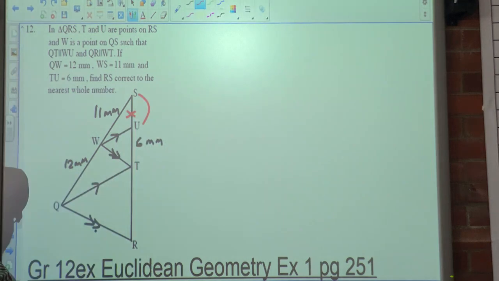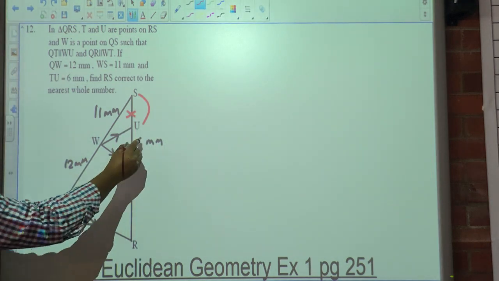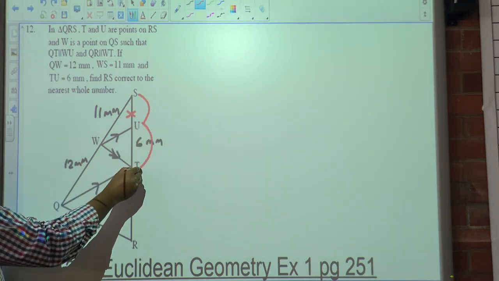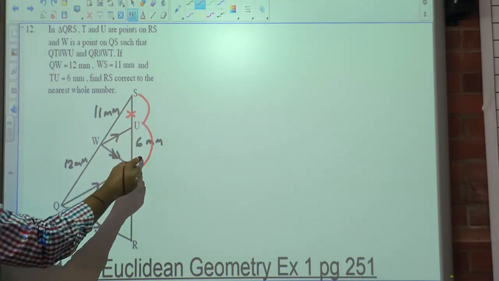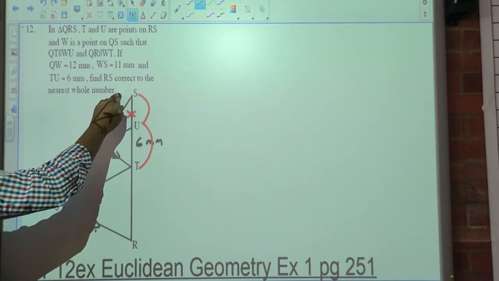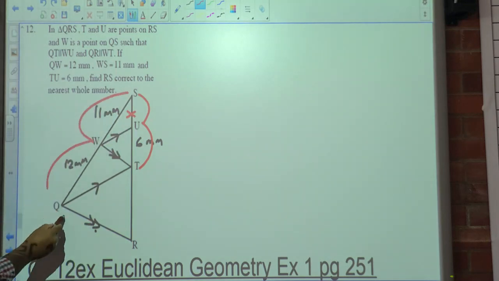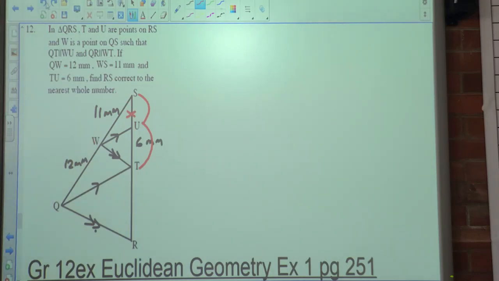SU over UT. Why UT? Because I got the 6 here. Can you see that, people? SU over UT is equal to SW over WQ. You all agree with that? Am I talking too much? Yes, okay.